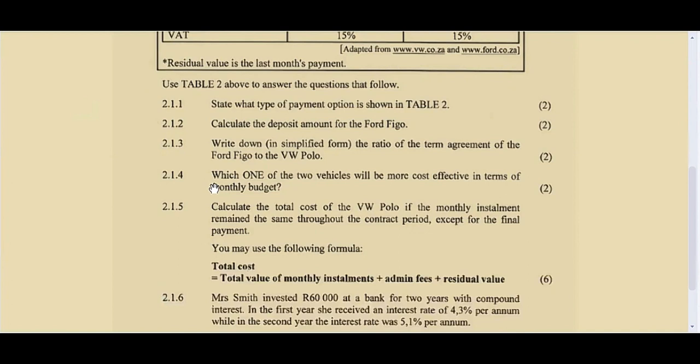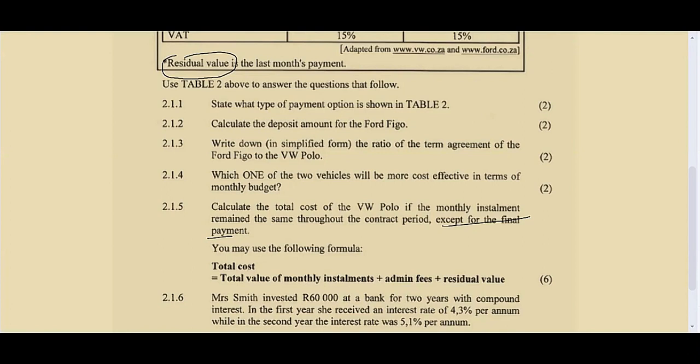Then 2.1.5 says, calculate the total cost of the VW Polo if the monthly installment remain the same throughout the contract period, except for the final payment. Now, note that statement. Why are they saying except for the final payment? We saw that the final payment is actually the residual value. Right. So with the final payment, you do not make the monthly installment. You do not make the admin fees. So the last month is reserved only for the residual value. Right. So note what I'm saying there, because that will actually affect how I calculate the total cost there.